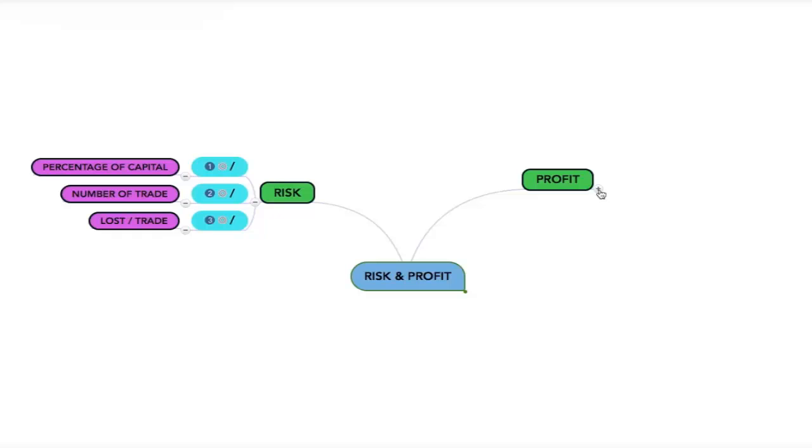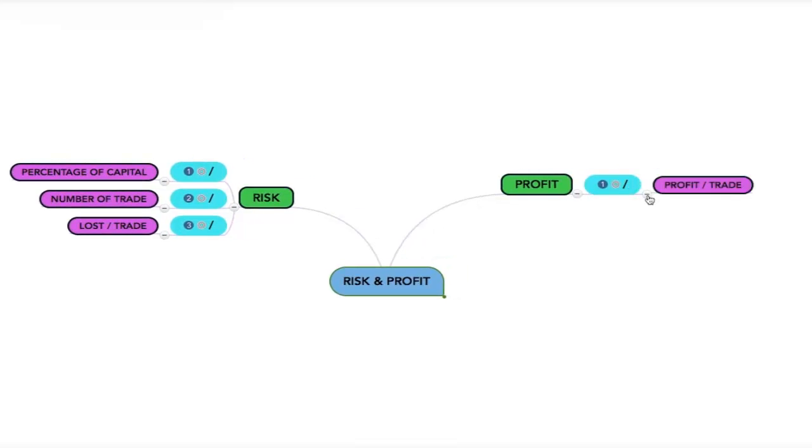The second option here is profits. Profit per trade is pretty simple. At the beginning of the trade, you can set up a target. If the price hits that target, you have your profits. Deal done. Or you can decide that you want a profit two times more than what you're willing to lose.